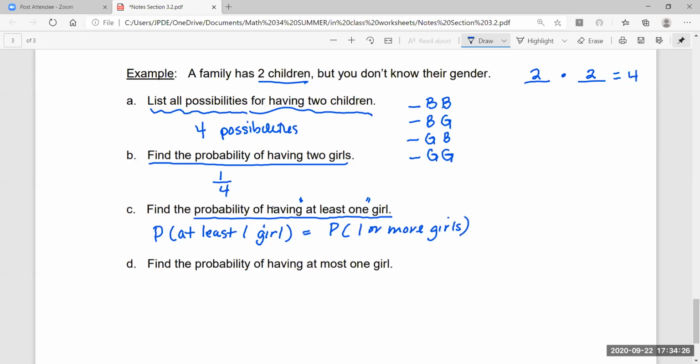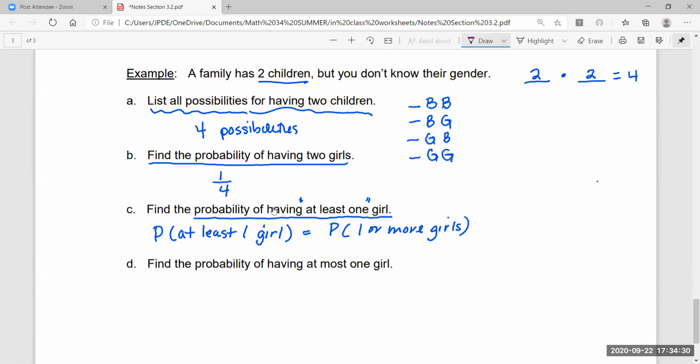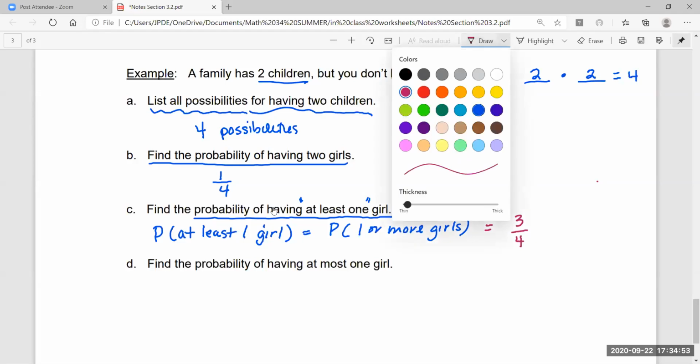So when we look at this, if you have 1 or more girls, let me get a different color here. If you have 1 or more girls, there's not 1 girl there. There's 1 girl here, there's 1 girl here, and there's 1 or more girls there. So this would be 3 out of 4. It's not that situation. And we'll build on that later. So we're just trying to kind of start thinking that way.